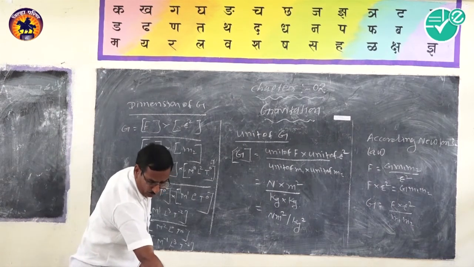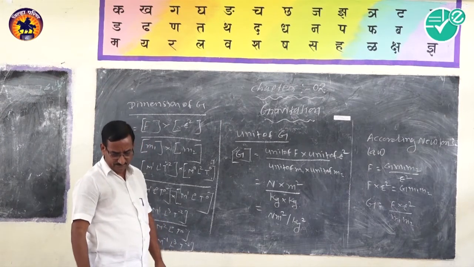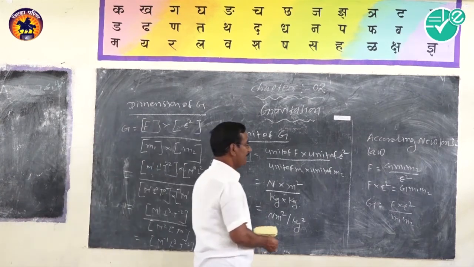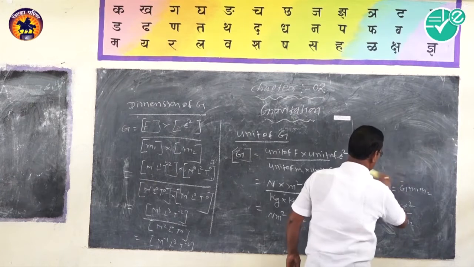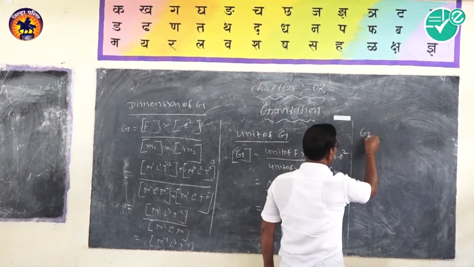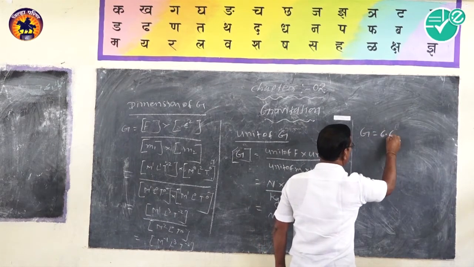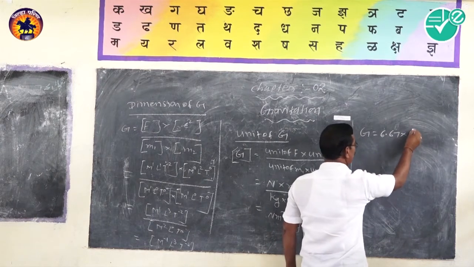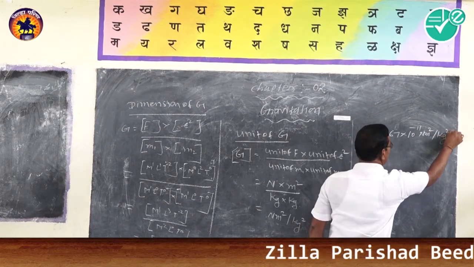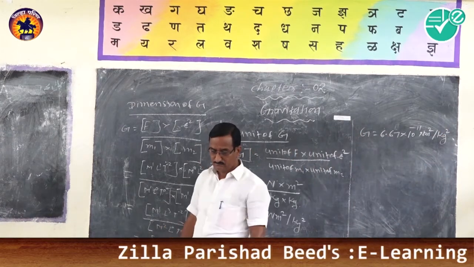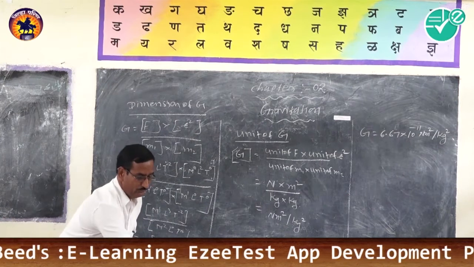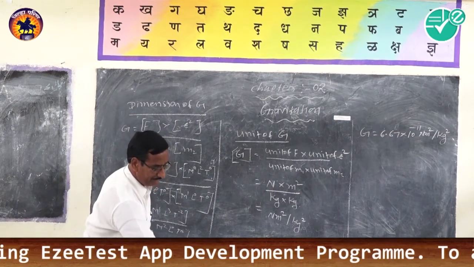Then we have to know the value of capital G, which is useful for solving a number of problems on this topic. G is equal to 6.67 into 10 raised to minus 11 newton meter square per kg square. That is the value of capital G.